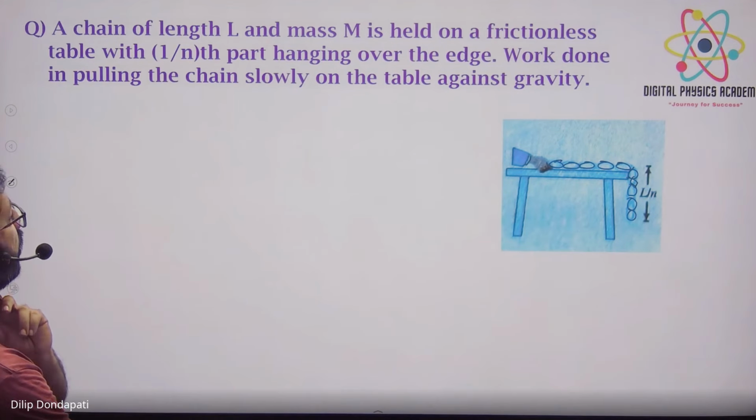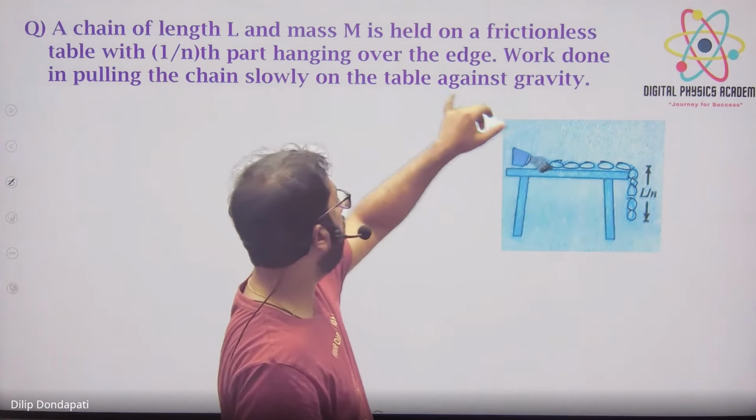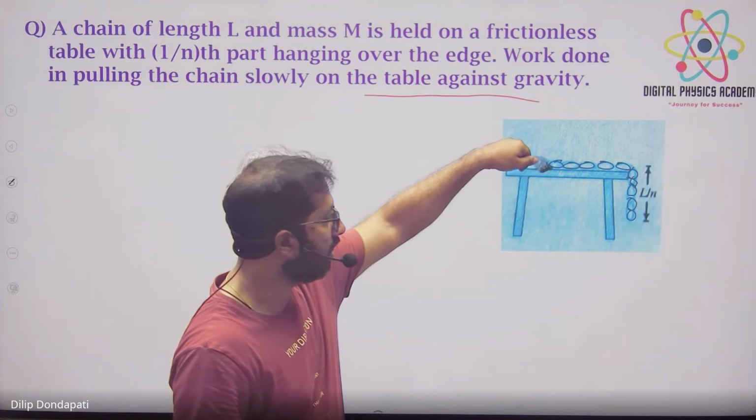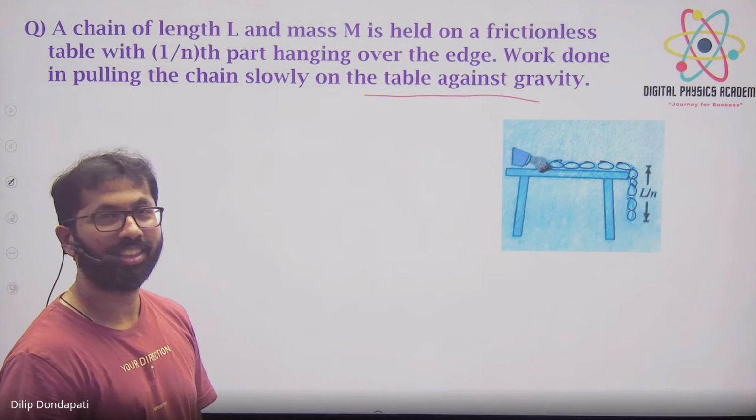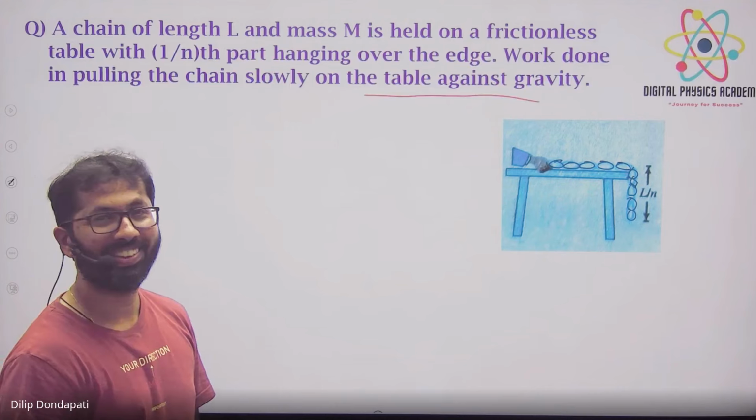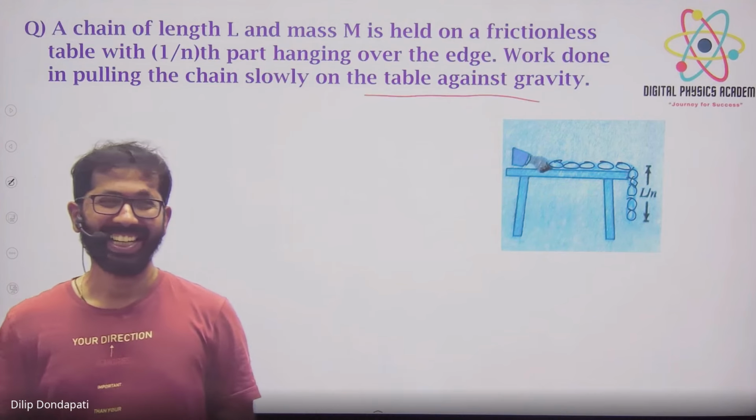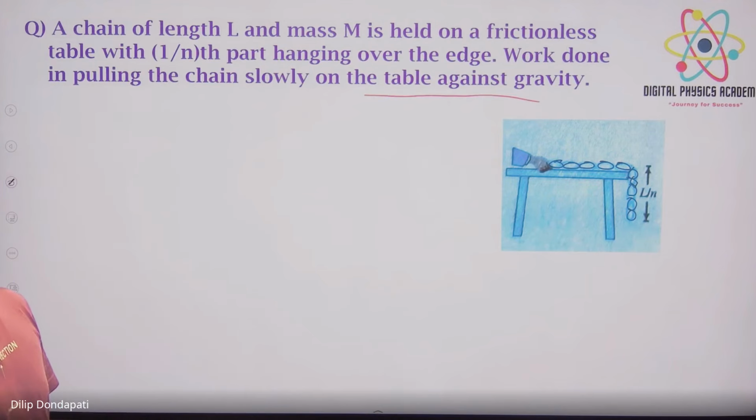They said for pulling the whole chain. Work done in pulling the chain means this hanging part against gravity onto the table, only the hanging part of the whole chain. L by n is half of the chain, right? So the whole chain will be L by 2n. It is not like that, you are seeing it somewhere and telling the answer. No, sir. I did this question before, but I don't remember what I did. Remember. No, sir. I give up.